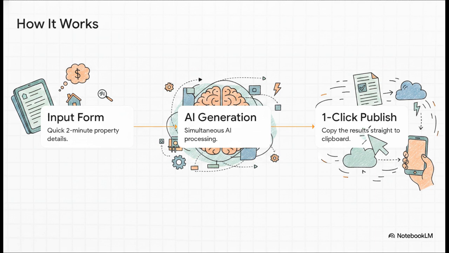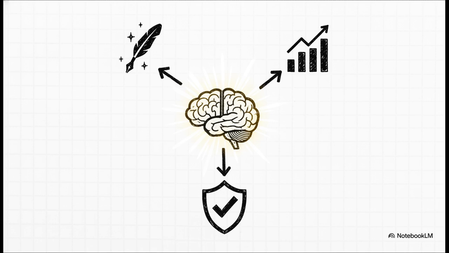Step 1 is a quick 2-minute input form, just basic property details, or maybe pasting in an existing rough draft. Step 2 is the AI generation, where the tech does all the heavy lifting for you. And step 3, a simple 1-click publish to copy those amazing results straight to their clipboard. Done. Now, what exactly is happening in that magical AI generation step?